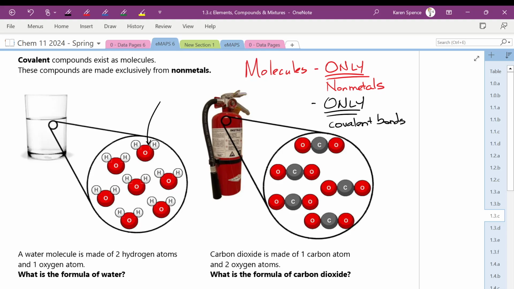Water is made of 2 hydrogens and 1 oxygen. What is the formula for water? H2O. Carbon dioxide is made of 1 carbon and 2 oxygens. What is its formula? How many C's? 1. Do I put a subscript there? Nope. Do I put a subscript beside the O? Yes. And the di is what tells me how many oxygens there are.